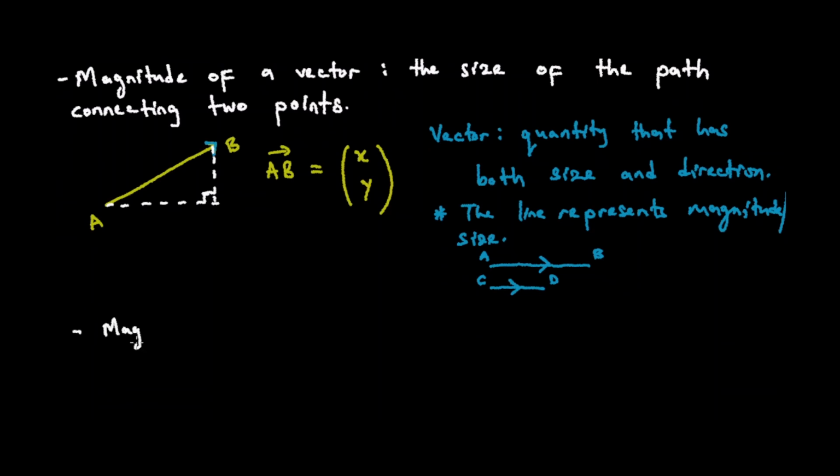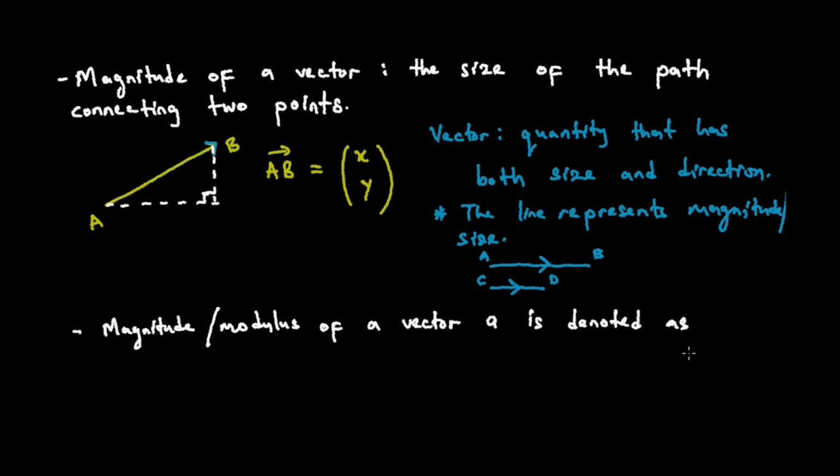So magnitude or modulus of a vector A, vector read A, is denoted as, remember the modulus tunoisa a bar toisa A toisa another bar. Anditika? So this is the denotation. This is how we denote the magnitude or modulus of a vector.